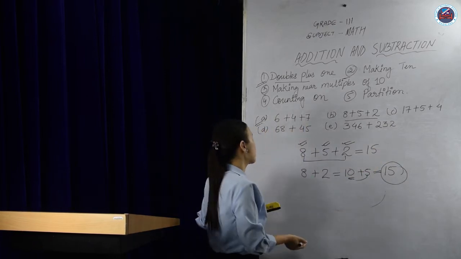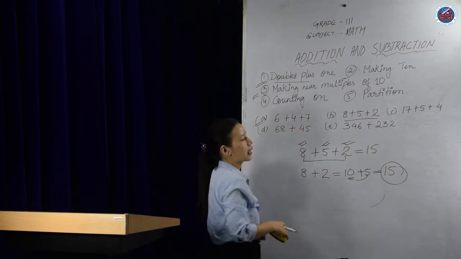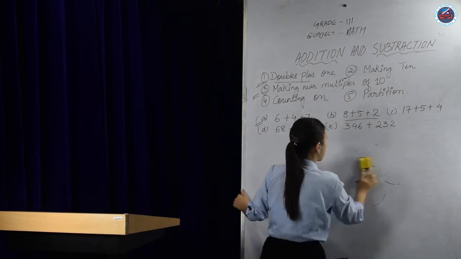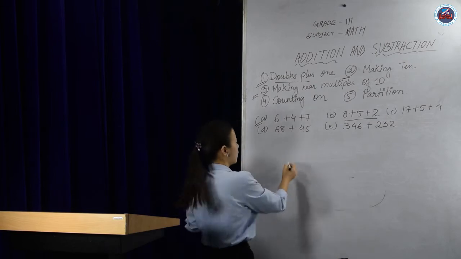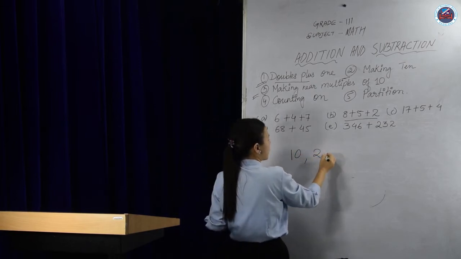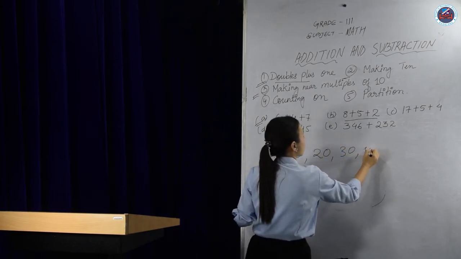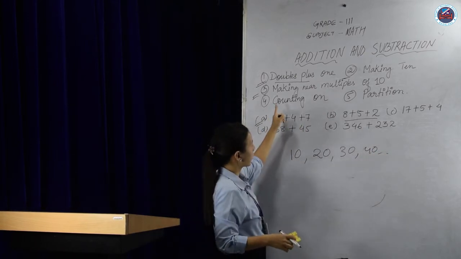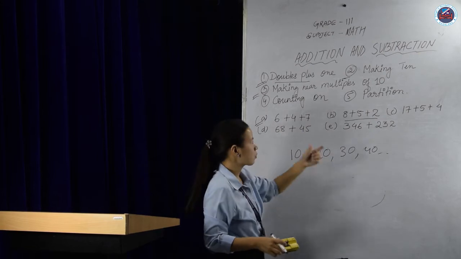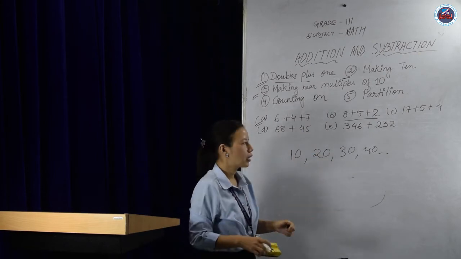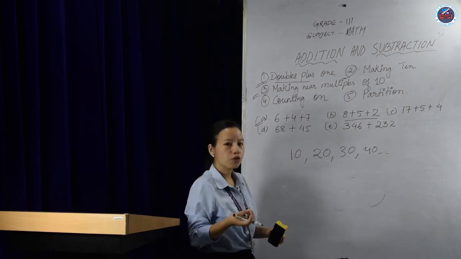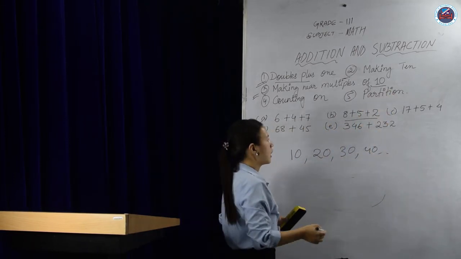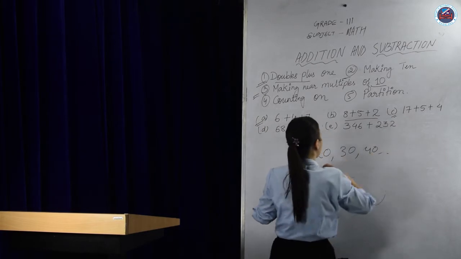Now let's go to the next strategy, that is making near multiples of 10. So multiples of 10 means 10, 20, 30, 40, and so on. Those are multiples of 10. So making near multiples of 10 means we're going to find a pair of numbers where the sum or the total is near to the multiple of 10. So let's do this question.